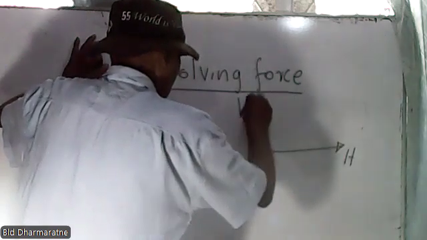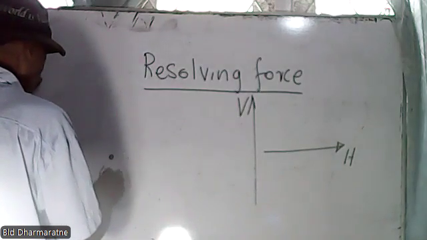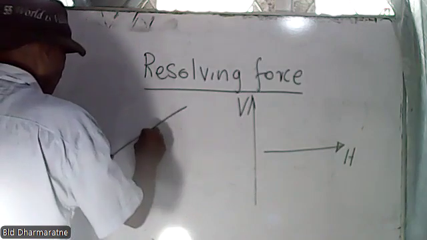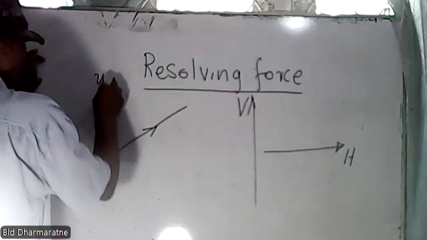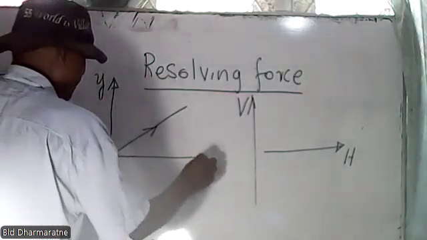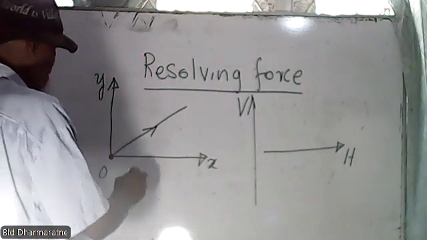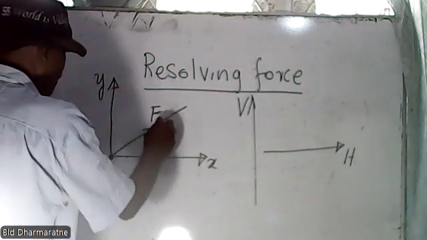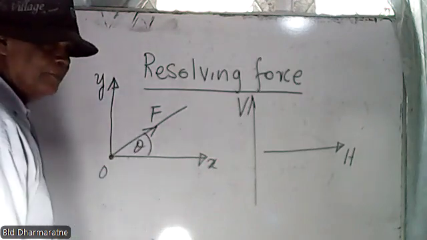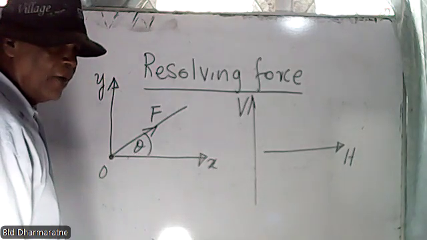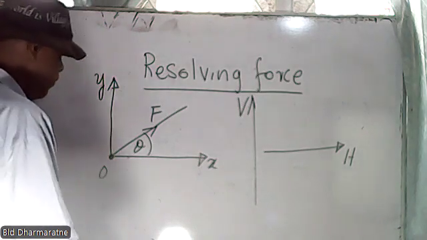Now we take the force acting at point O, force F. Now we draw the axis, y-axis and x-axis. Right. The force F inclined to the horizontal at theta. Now we get the horizontal component and vertical component. How to take the vertical component and the horizontal component? That action is the resolving. How to resolve? Very easy.